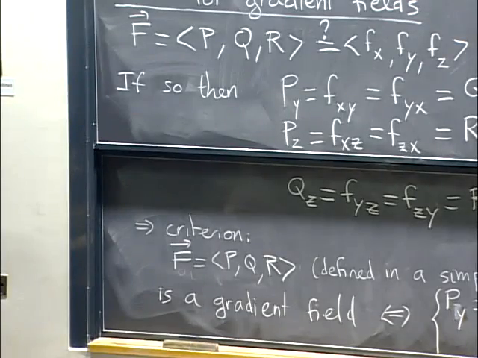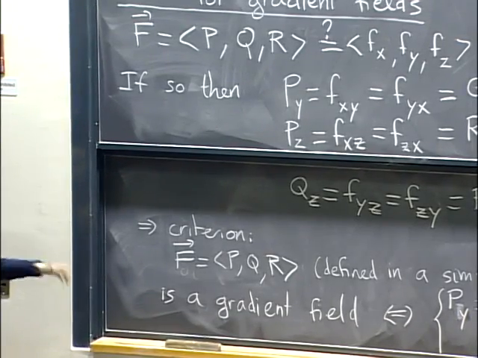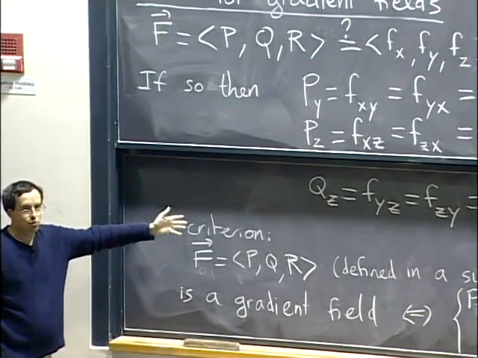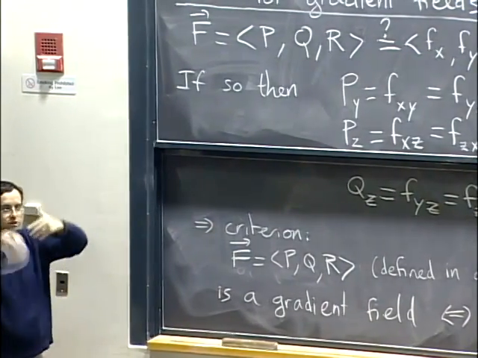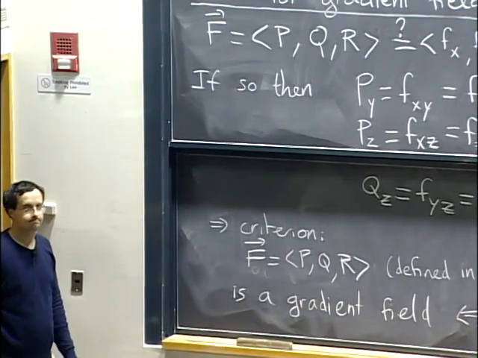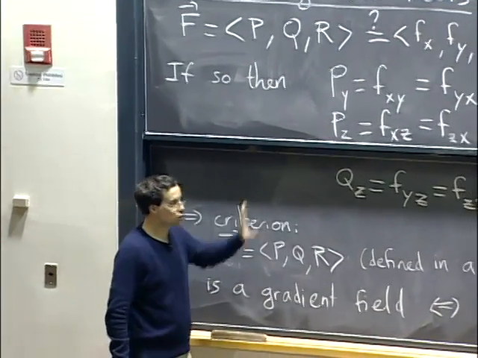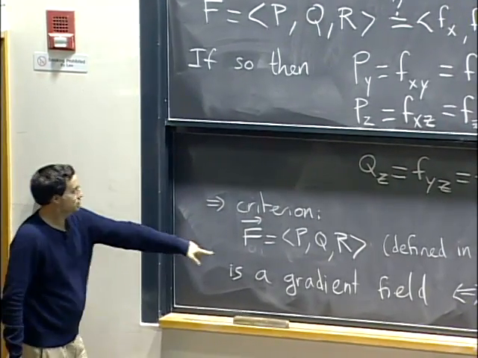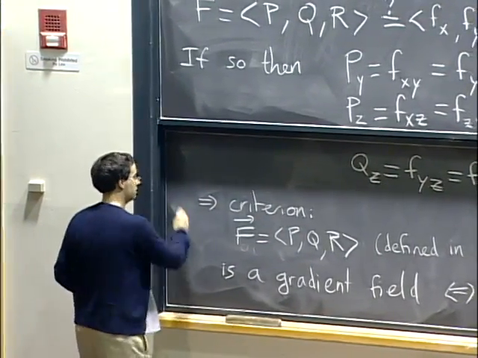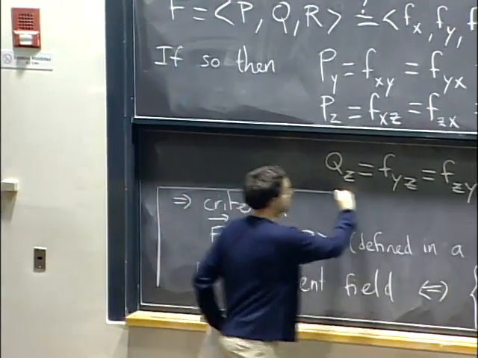Yes. In fact, if you had a function of many more variables, the criterion would still look exactly like that. For every pair of components, the mixed partials must be the same. But we're not going to go beyond three variables, so you don't need to know that. This you need to know. Okay? So let me box it.